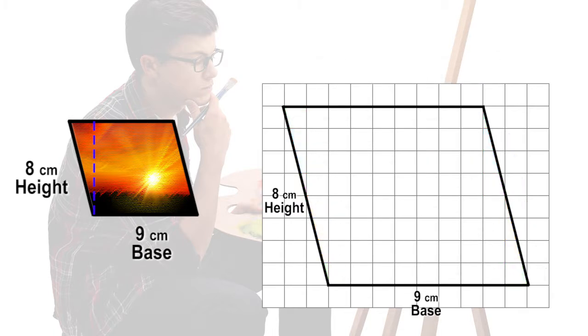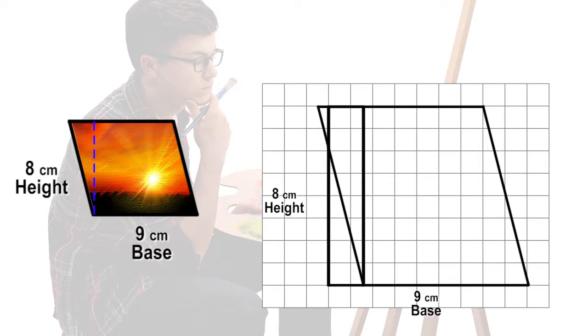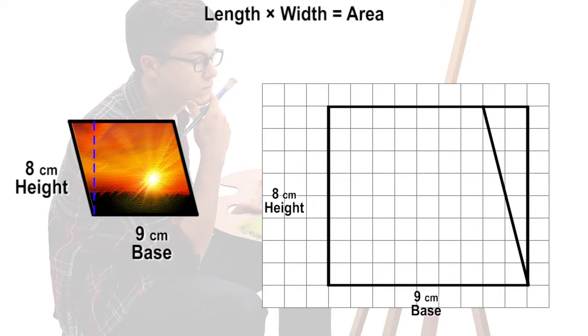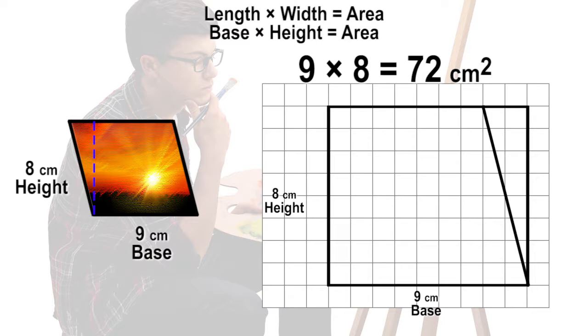Another way to calculate the area of the parallelogram would be to rearrange it to make a rectangle. Cut the parallelogram perpendicular to any of the parallel sides and then rearrange the pieces to create a rectangle. The base or length is still 9 centimeters and the height or width is still 8 centimeters. It is known that the area of a rectangle is length times width or base times height. The area would therefore be 9 centimeters times 8 centimeters equals 72 square centimeters.